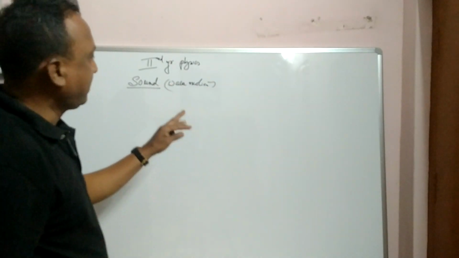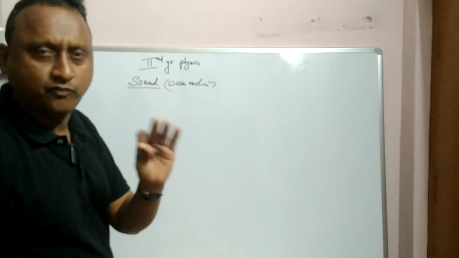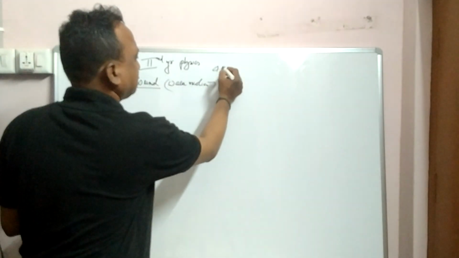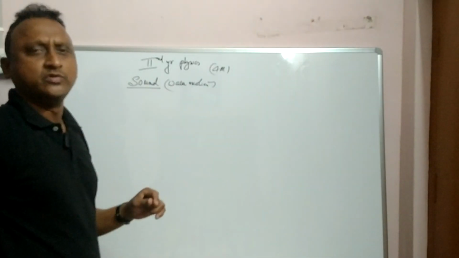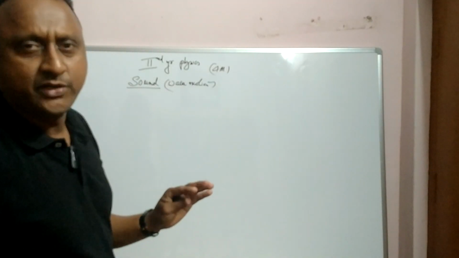In this chapter, in MSET you will get almost 3 plus 1 marks, or 4 marks, whereas in the UG undergraduate NEET exam you will get around 18 to 20 marks.